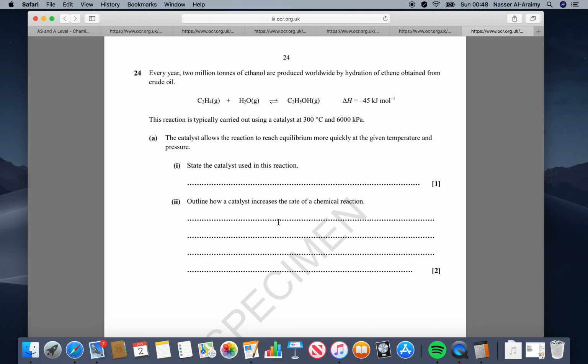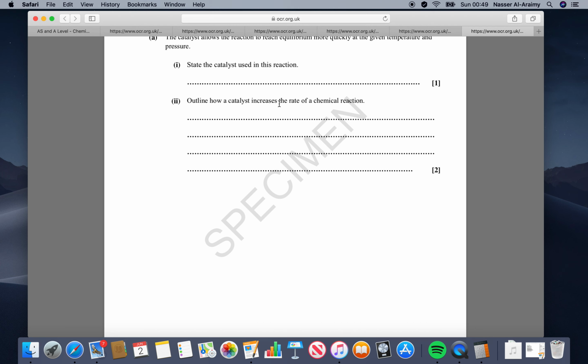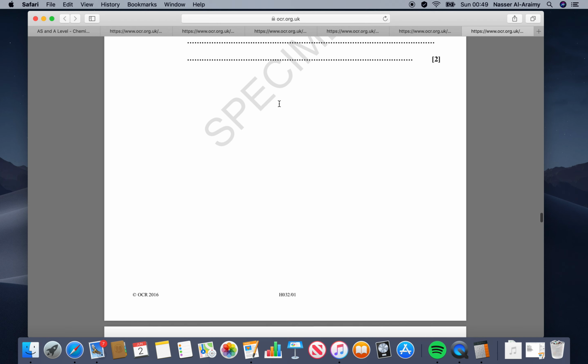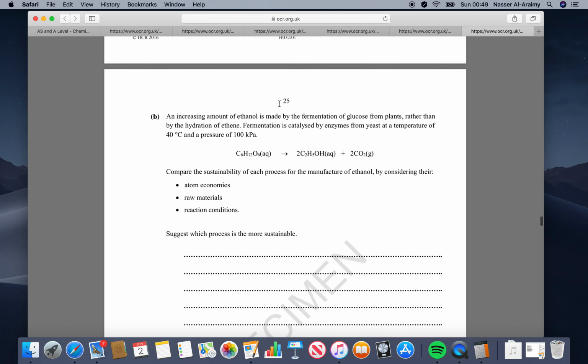This one is a standard question: catalyst. You have to state the catalyst used for that. Hydration of ethene. That's one of those reactions where you simply have to have that big map I told you to draw out. Just have one of those, and it's definitely an easy one to get a mark for.